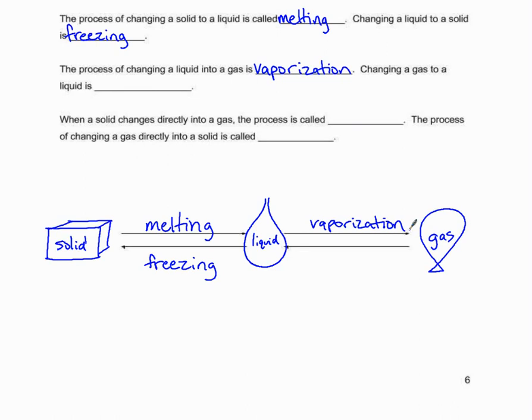Changing a gas to a liquid, fairly common term, condensation. So I'll write that down here. Gas to liquid, condensation.